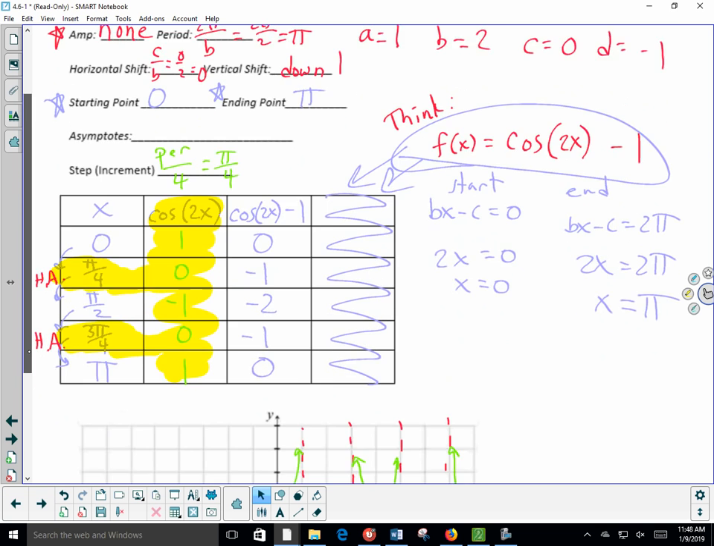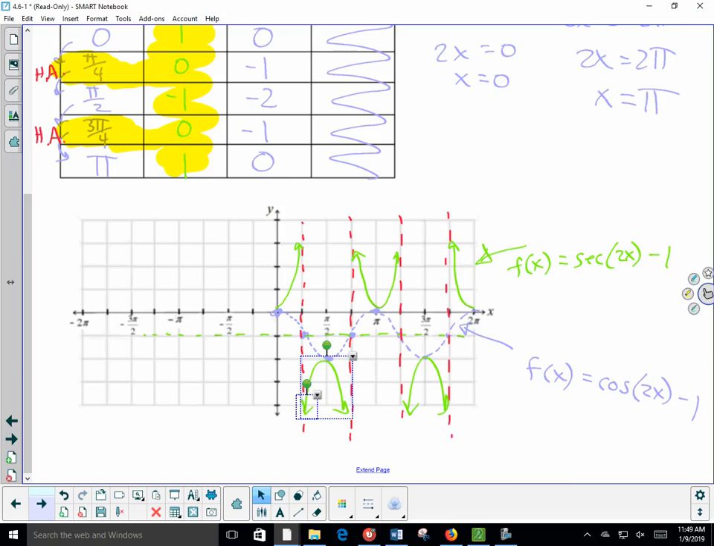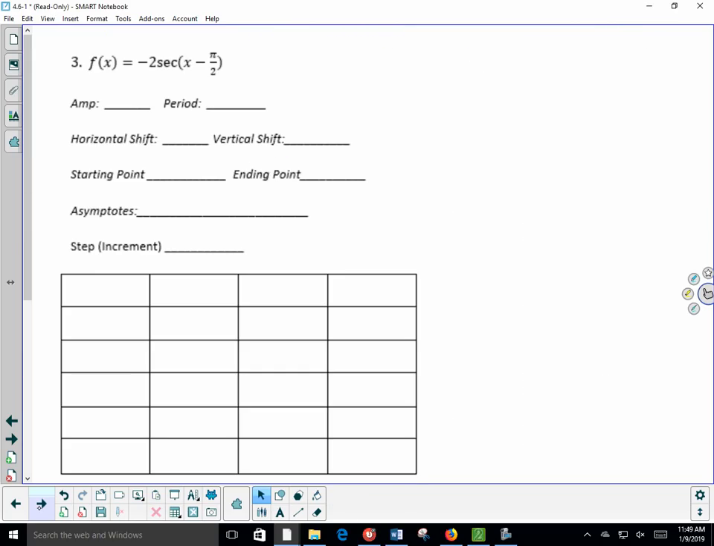So just to make sure everybody's understanding, this graph here is our secant of 2x minus 1. This graph here was just our cosine of 2x minus 1. But it's this graph that we're supposed to be graphing, right? Okay, let's take a look at another example of secant graphing.